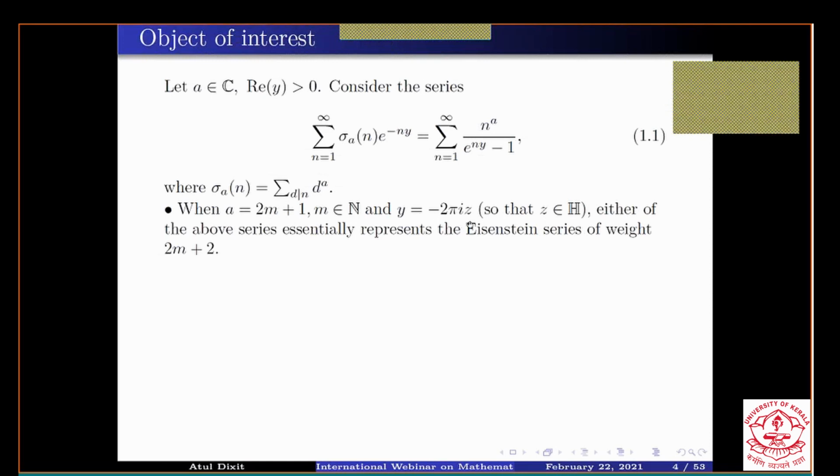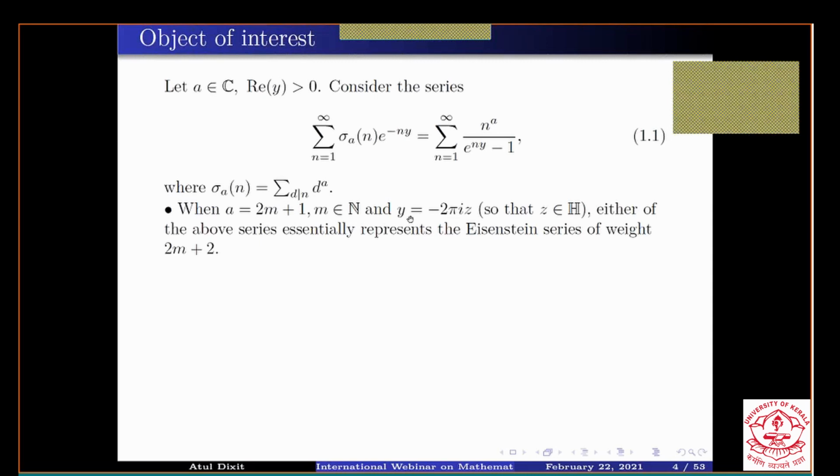Now let us see what the conditions on our parameters are. a is any complex number, and y is in the right half plane. The real part of y is positive. So when I'm looking at y equal to minus 2 pi i z, I'm taking z to be in the upper half plane. When I multiply any point on the upper half plane by minus i, I'm going to get something in the right half plane.